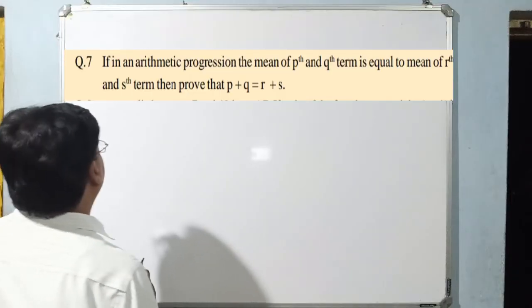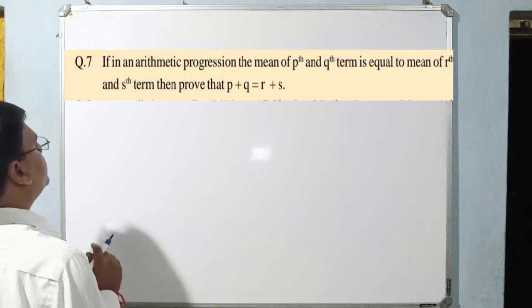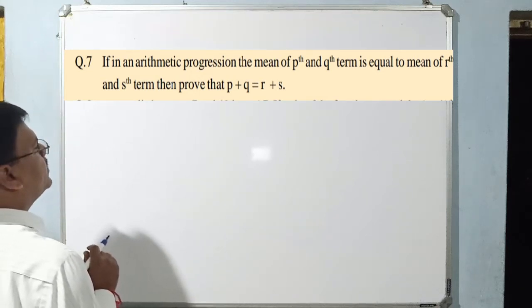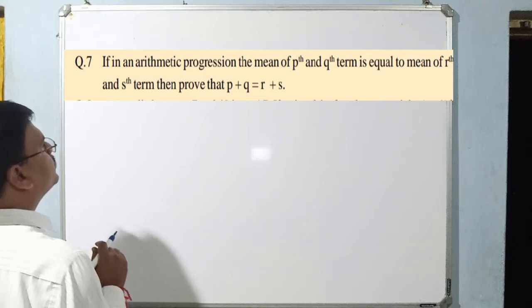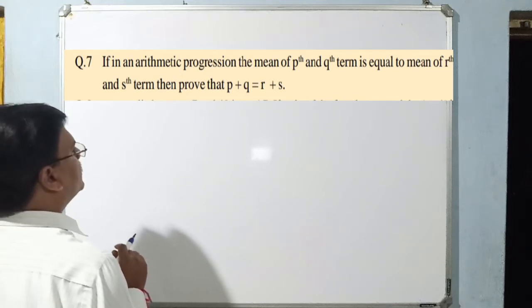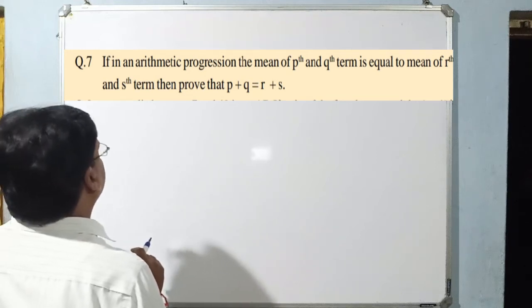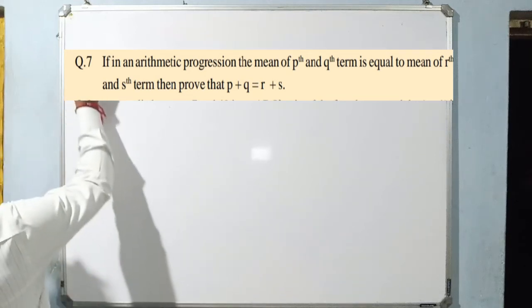Question number 7. If in an arithmetic progression the mean of pth and qth term is equal to the mean of rth and sth term, then prove that p plus q is equal to r plus s.